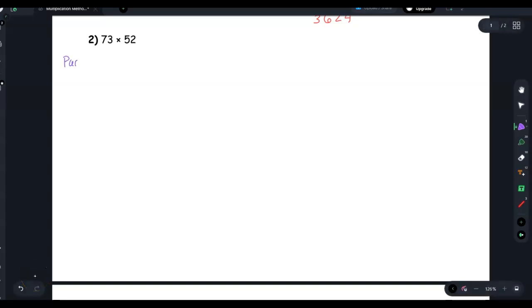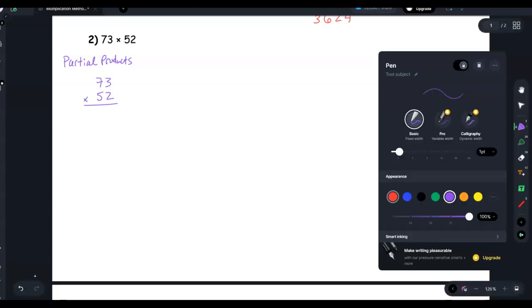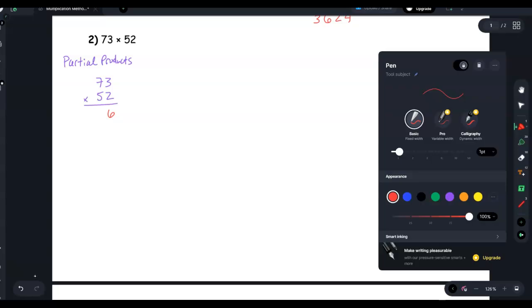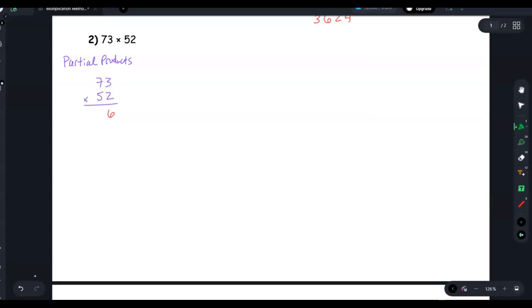Let's do 73 times 52, starting with the partial products method. I'll start it vertically this time, but it doesn't matter. So I could start with 2 times 3, which is 6. We'll go ahead and do 2 times 70 next, which is 140.